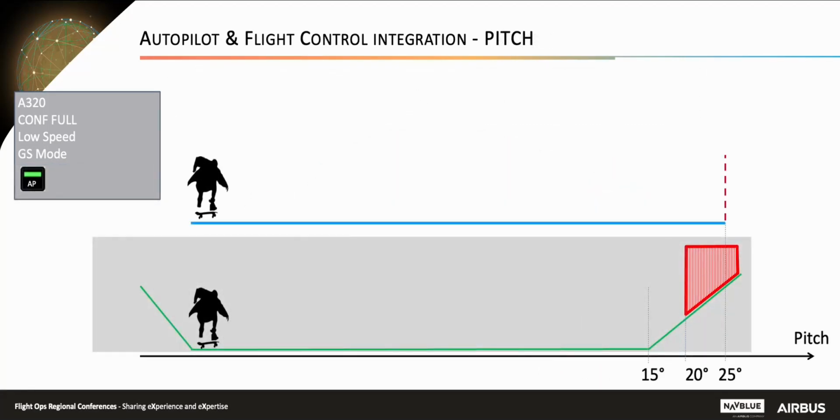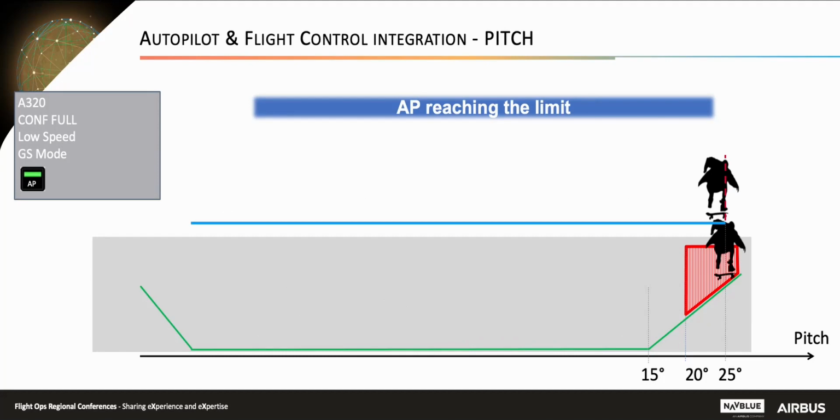Let's focus on the behavior of the autopilot when reaching the pitch disconnection threshold. In this example, we have an Airbus 320 in full low speed, glide slope mode and autopilot on. The blue line is a sectional plan of the flat blue disc, which is the autopilot area of operation. The gray area, the side view of the ball, represents the flight control laws which remain ready to take over in the background in case of autopilot disconnection. Now the autopilot will reach its 25 degrees limit.